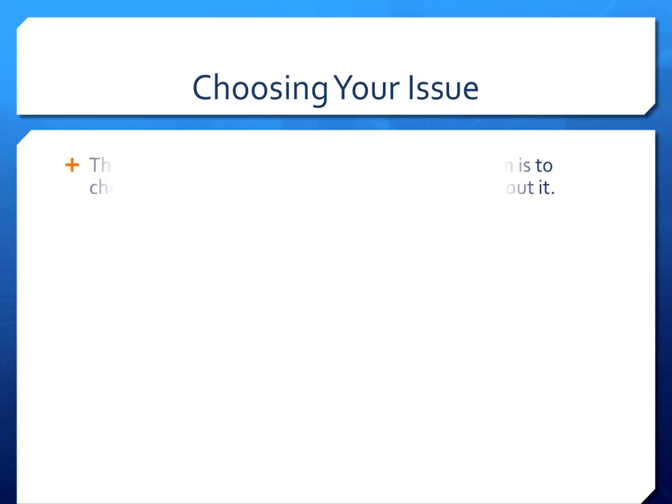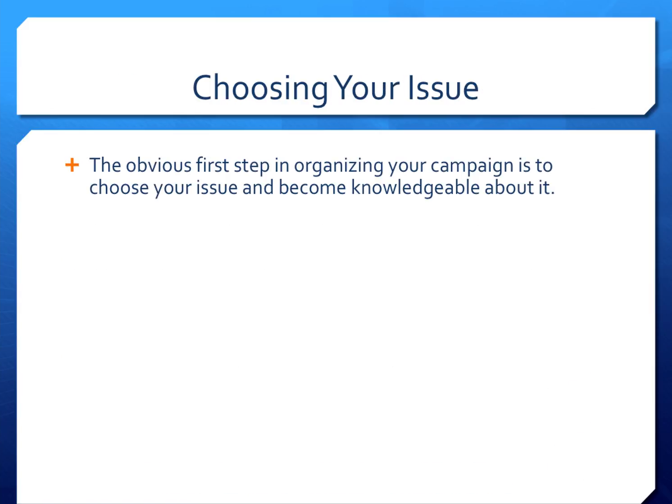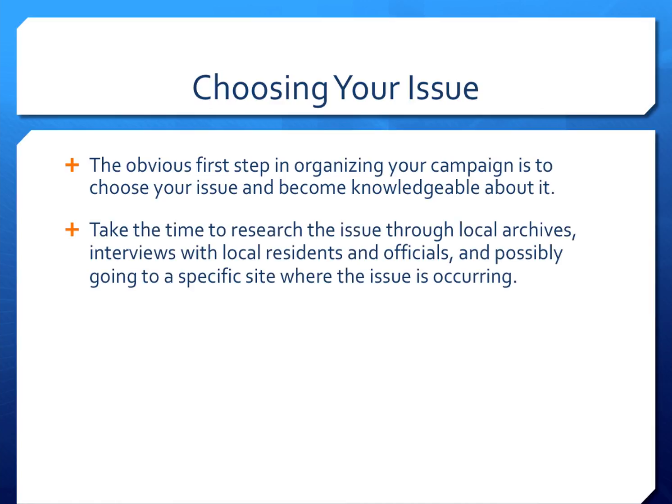Choosing your issue. The obvious first step in organizing your campaign is to choose your issue and become knowledgeable about it. Take the time to research the issue through local archives, interviews with local residents and officials, possibly going to a specific site where the issue is occurring.